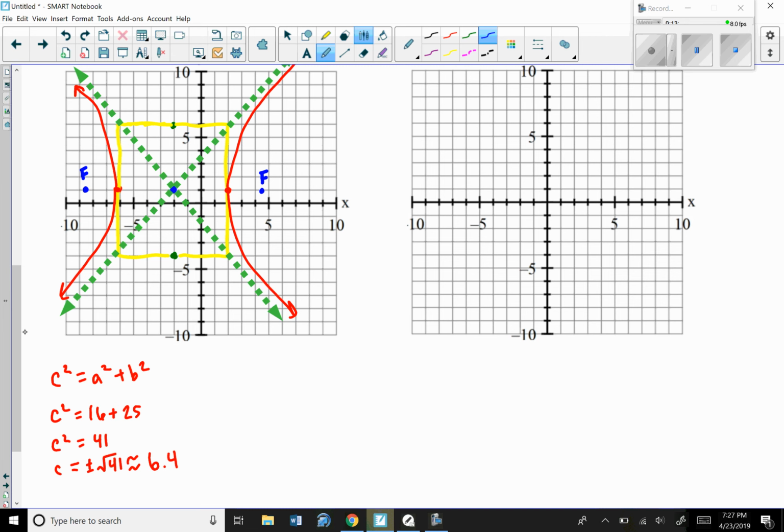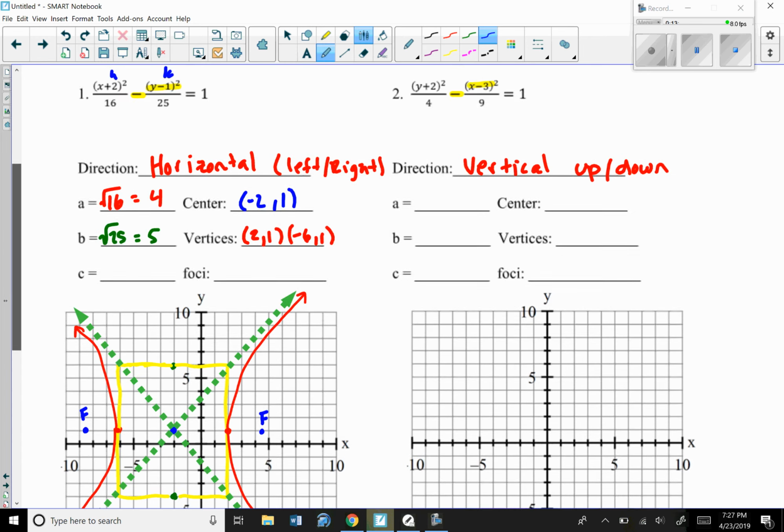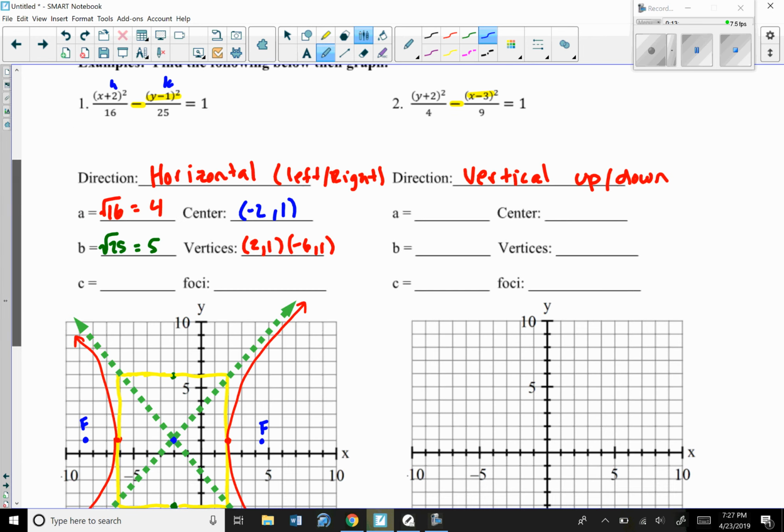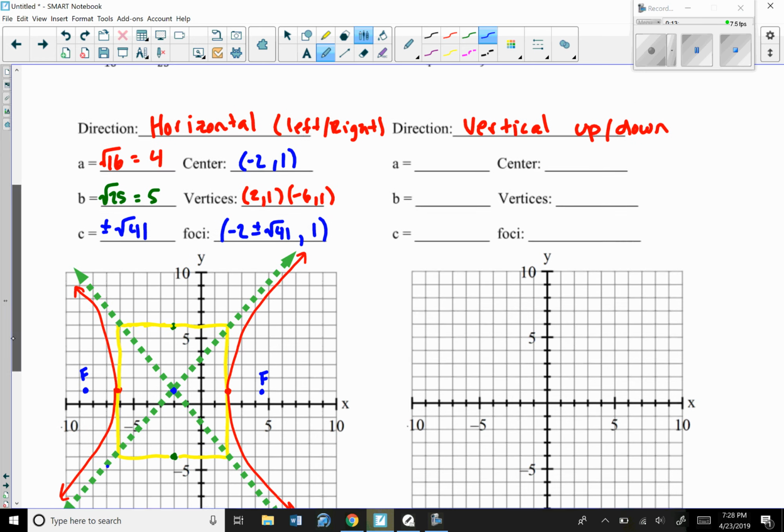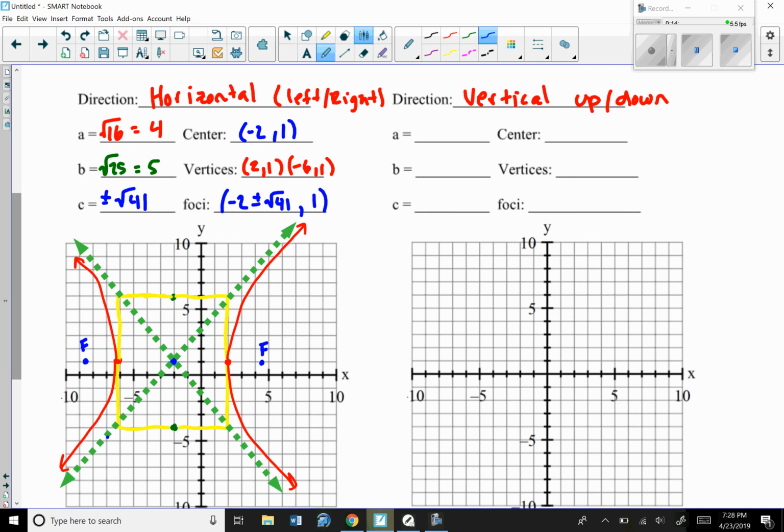And so to write the actual coordinates, notice that from the center, we moved only the x coordinate, the y coordinate stayed the same. So this was plus or minus root 41. And to actually write the coordinates for the foci, it would be -2 plus or minus root 41, because again, we went from the center, left and right, root 41, comma, and the y coordinate stayed the same at 1. And that's it for our horizontal graph.